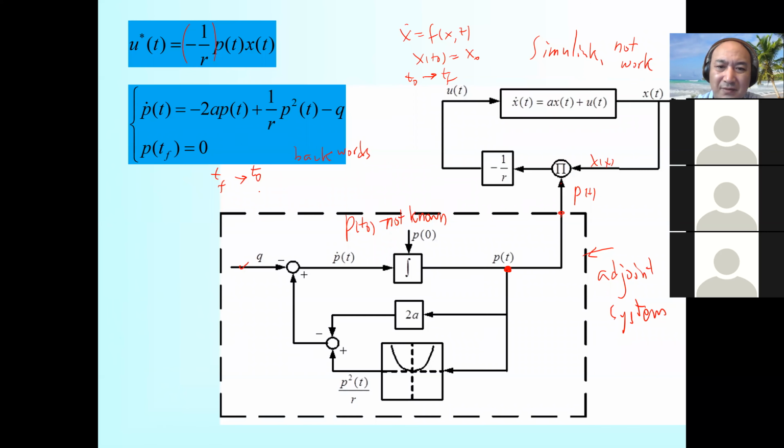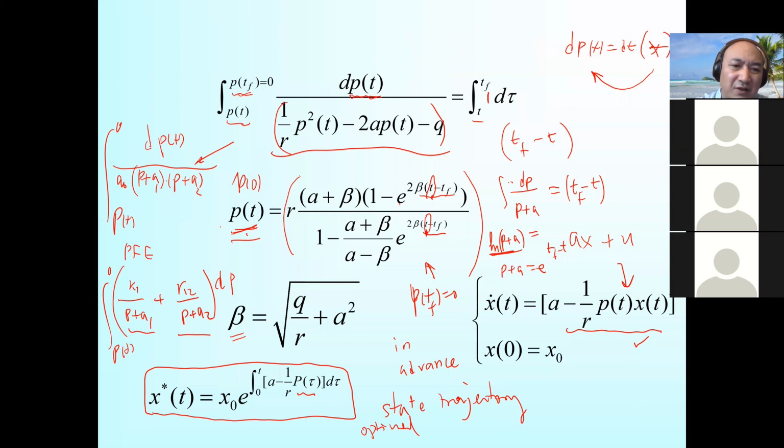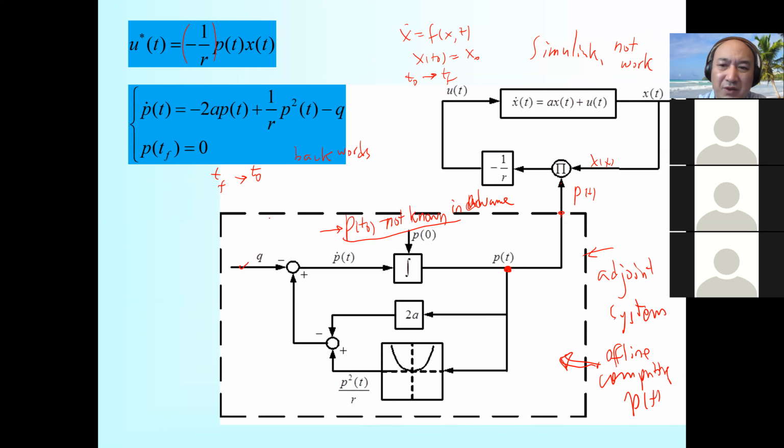So this is not known in advance. You have to solve this one to get this P. So why do you need to resolve it now? The best understanding of this box is offline computing of the PT. I solved this PT offline already. Then I feed this one with the PT array already established. That's the way to think about it.